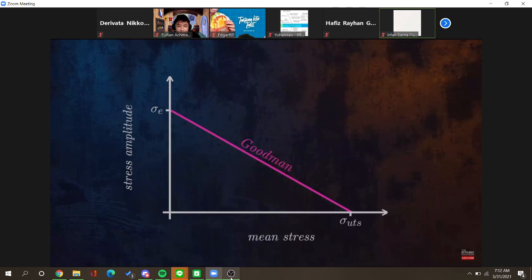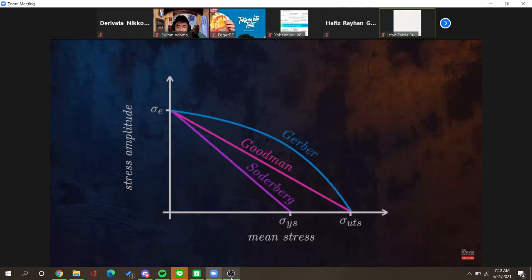There are a few different variations of this diagram, as you can see here. This approach can only be used to determine whether a component will have an infinite life. It doesn't allow us to calculate a fatigue life.